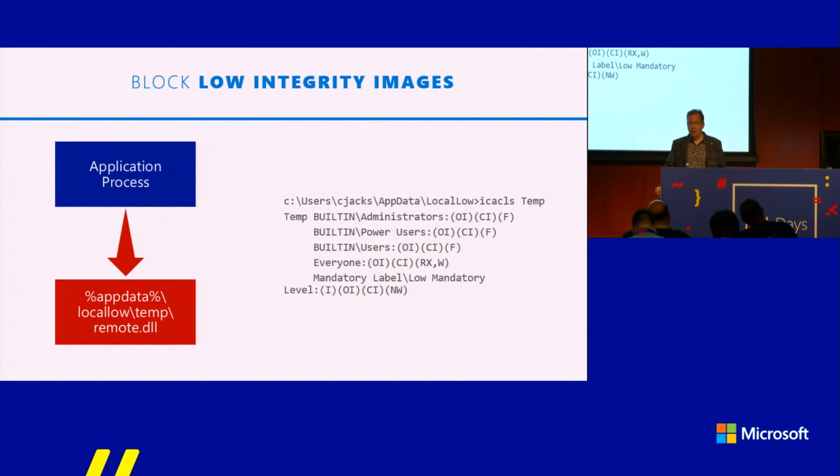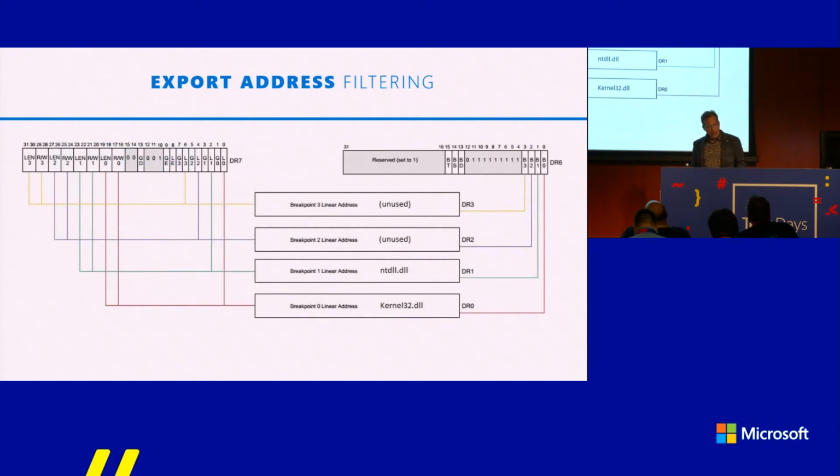So if you compromise Adobe Reader, this will block it from loading whatever Adobe Reader happened to put on the file system. So another mitigation to stop your app from taking input that you don't trust. We can do export address filtering, right? So export address filtering, in essence, allows us to figure out if you have overwritten an entry point to redirect to some other bit of code.